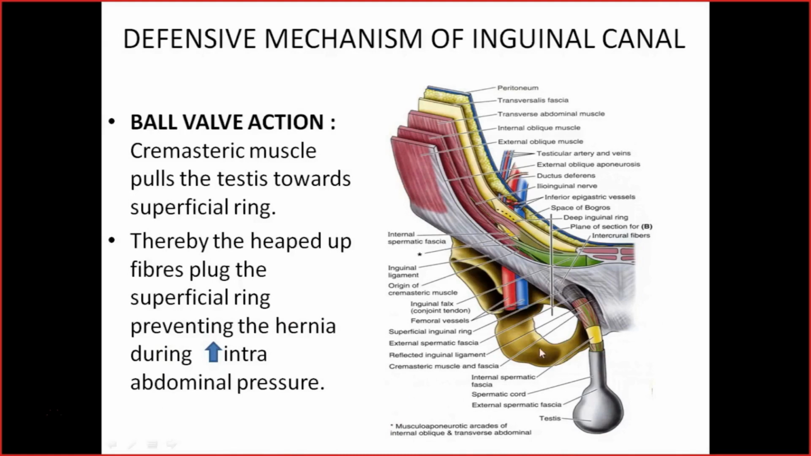The valve action is another mechanism. It is mainly caused by the cremasteric muscle. This cremasteric muscle, which is present in the second layer of the spermatic cord, pulls the testes towards the superficial ring, and it acts as a ball-valve action.